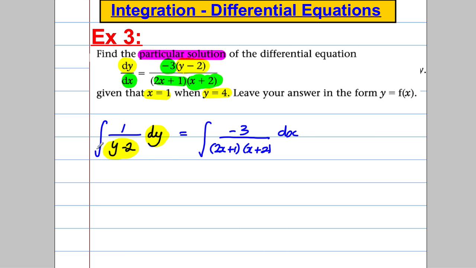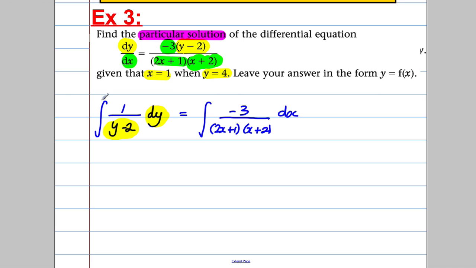Now I might have to do some separate working for this. I'm going to call this working 1. Working 1: the integral of 1 over y subtract 2 dy. Well, that's an easy integral, you should know. That's the natural logarithm of the modulus of y subtract 2, plus a constant.